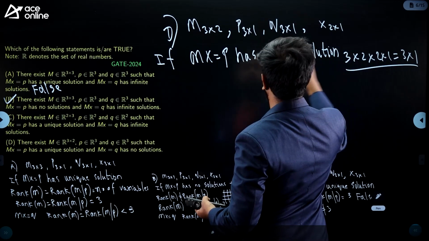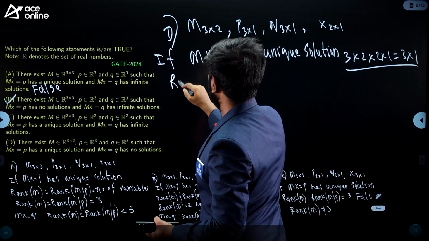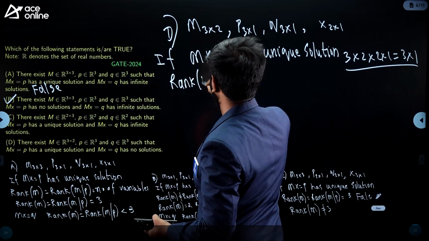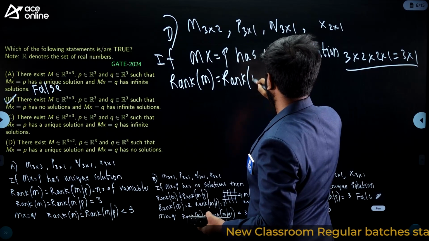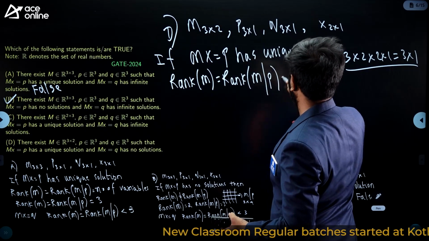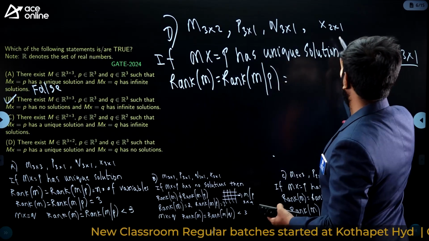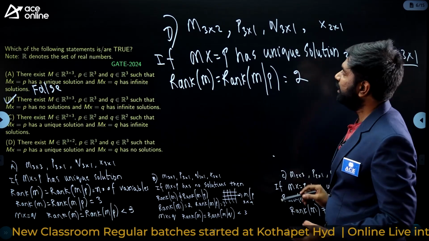so let's see what happens. So when do you have a unique solution? When rank of M equal to rank of MP, and it has to be equal to the number of variables. How many variables are there? 2. So can this happen?